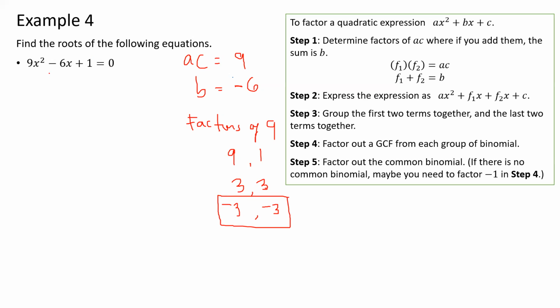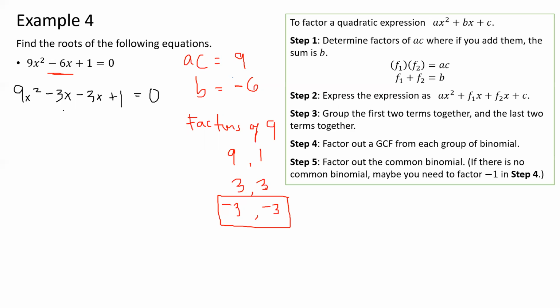So we can express this minus 6x here as negative 3x minus 3x. So let's rewrite this quadratic equation: 9x squared minus 3x minus 3x plus 1 equals 0.